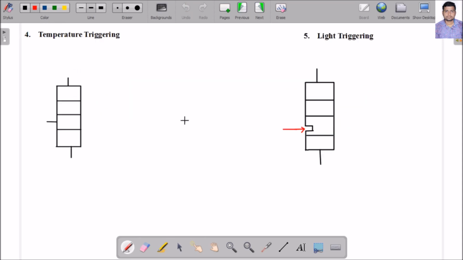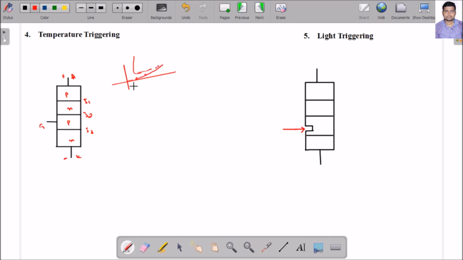Next we will discuss temperature triggering. Again this is anode, this is cathode, this is P and P, and this is gate. In the forward blocking state, anode is positive and cathode is connected to negative. So junction J1 and junction J3 are forward biased and junction J2 is reverse biased. But I know that though junction J2 is reverse biased, some amount of leakage current was flowing. I have seen that in the graph.